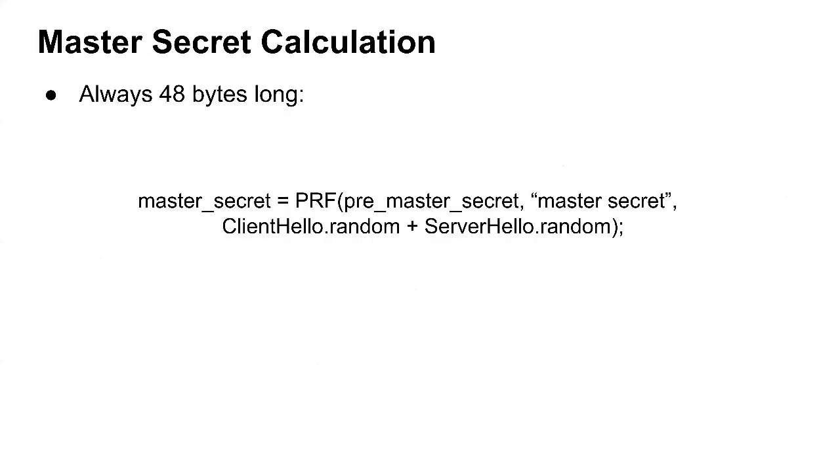So I mentioned that each side of the connection calculates a master secret, which is then used to derive the session keys. This is 48 bytes long, and it's calculated using a pseudo-random function, which takes in the pre-master secret, the string master secret, and then a concatenation of the client hello and server hello random values. Those are sent over in the client and server hello messages.